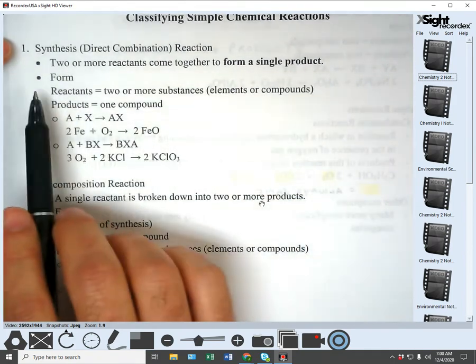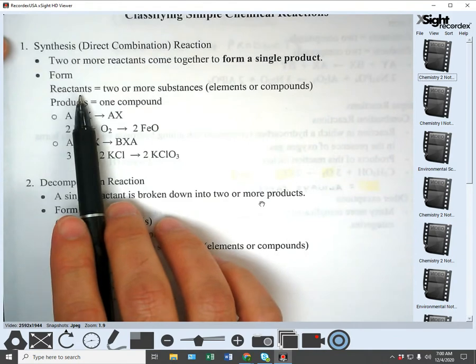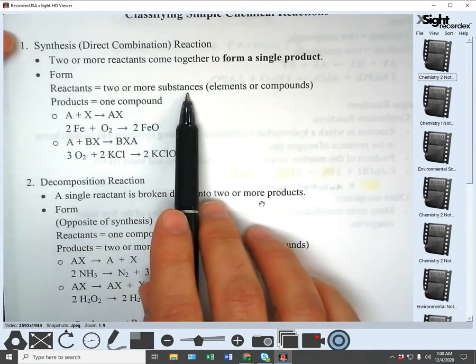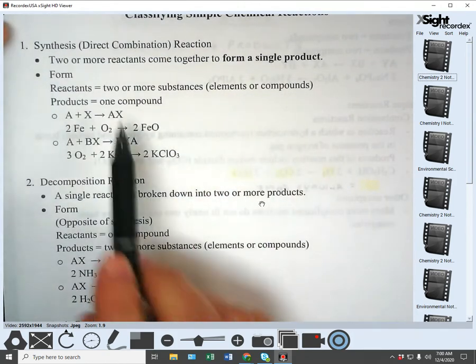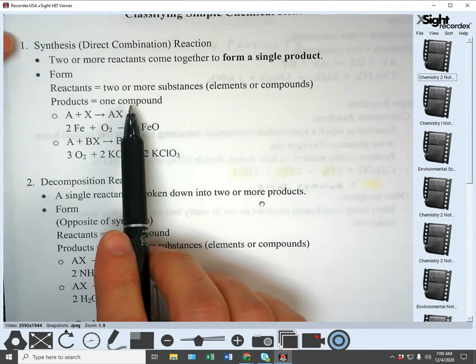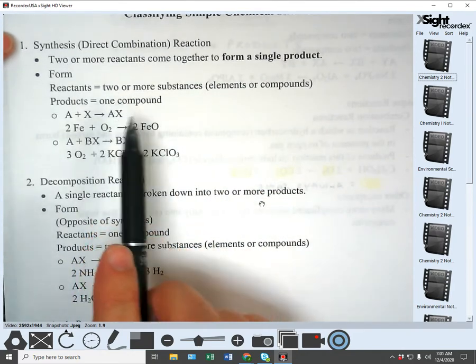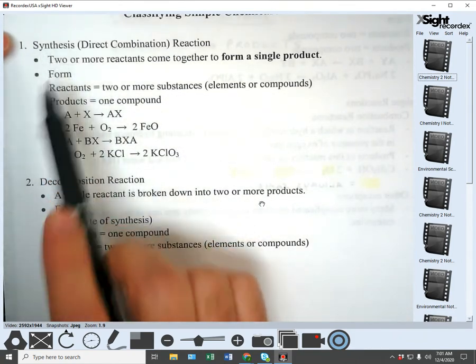All right. So the format is you have reactants on the left side. There are going to be two or more substances. It could be elements, it could be compounds, whatever. You're going to have two or more substances. On your product side, and this is why it's bolded here, if you have only one compound on the product side, it has to be a synthesis.